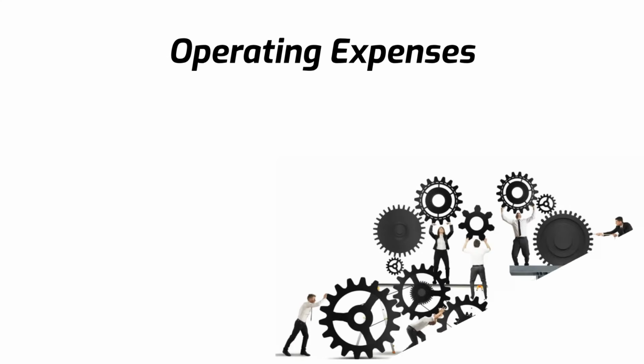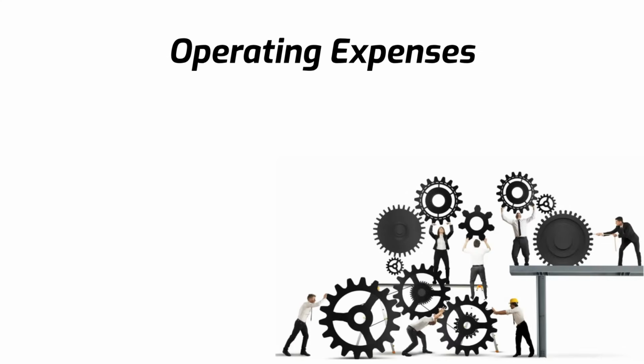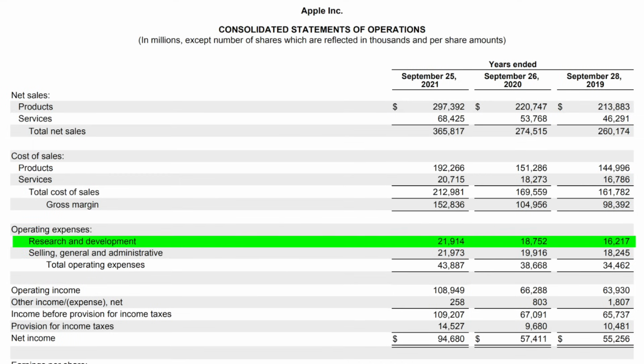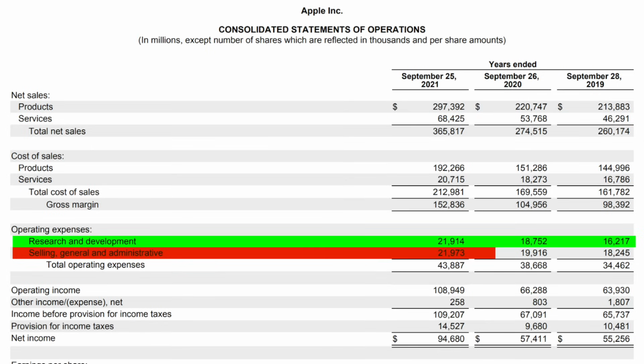Continuing down the income statement, next we have operating expenses. These are the expenses associated with running the business, whereas cost of goods sold or cost of sales are the expenses associated more directly with manufacturing the products and creating the services. For Apple, the two main operating expense categories are research and development, or R&D for short, and selling, general, and administrative expenses, commonly referred to as SG&A.